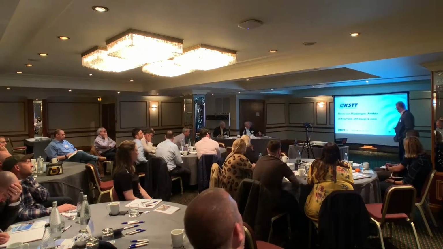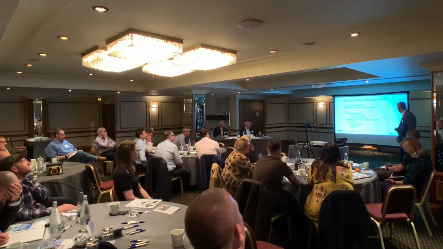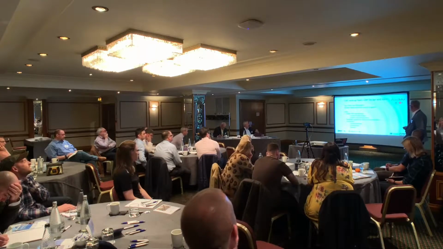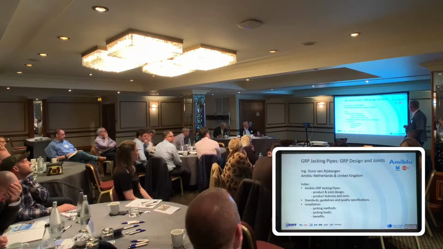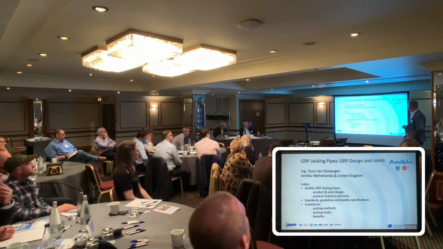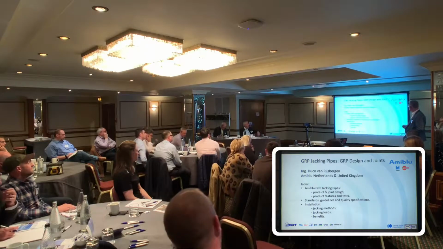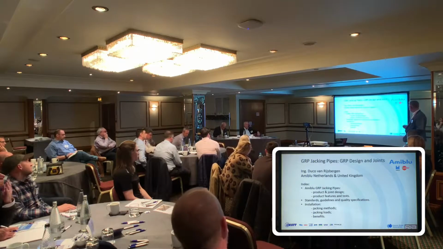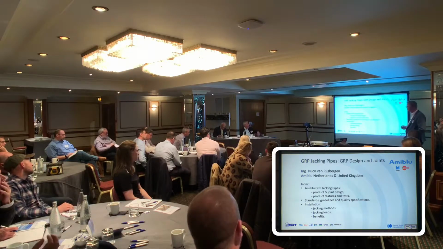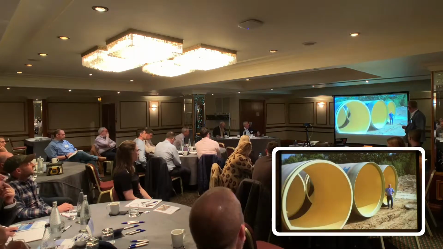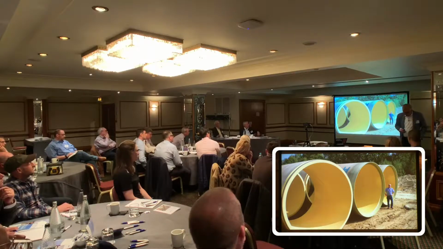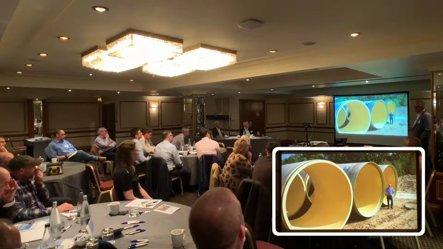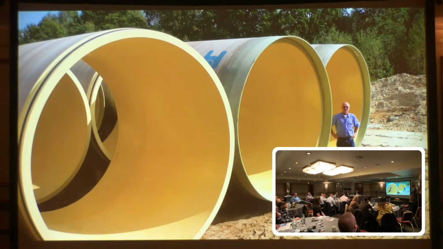First, the general: what are GRP jacking pipes, the product and joint design, some features and tests, standards, guidelines, of course, and installation. You see an example of a GRP jacking pipe, DN3000. Our product ranges from 250 till 3600.